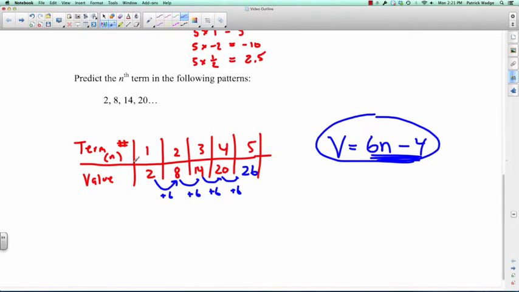If I wanted to know what the 100th term is, plug 100 in here. If I want to know what the 52nd term is, put 52 in where n is. 6 times 52 is 312, I think. Take away 4 is 308. Done. So it's very useful when you have a statement like this. You can find any term you want.